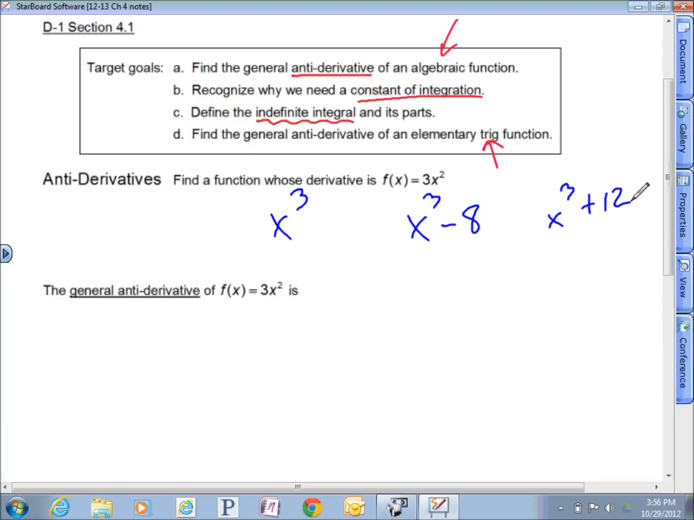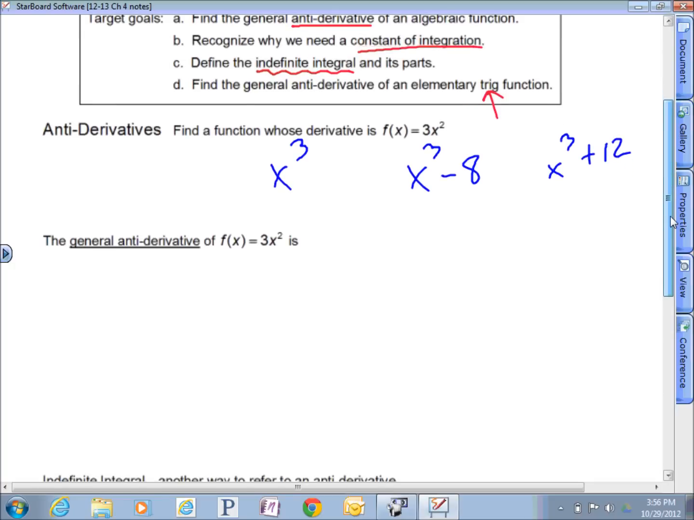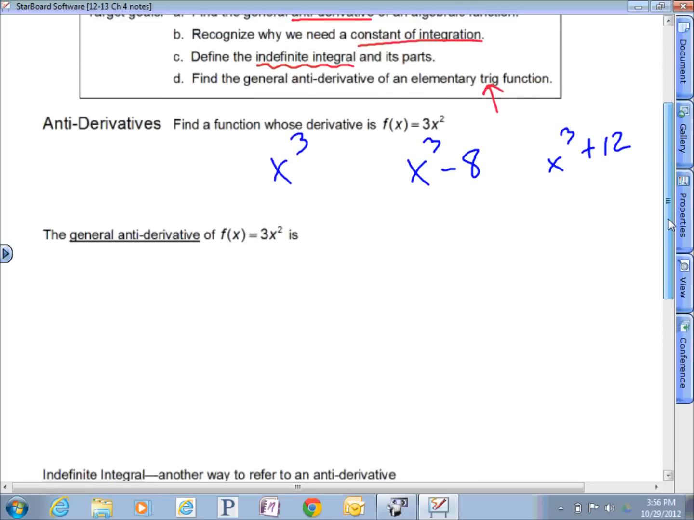So the conclusion that I'm hoping we can come to pretty quickly is there's about a billion things, an infinite number of things, that we could take the derivative of in order to get 3x squared. What do they all have in common? They all have an x cubed associated with them, but the number that goes along with it can change and can vary. Well, which one's right? Well, the truth is none of them are right. There's many, many, many of them.